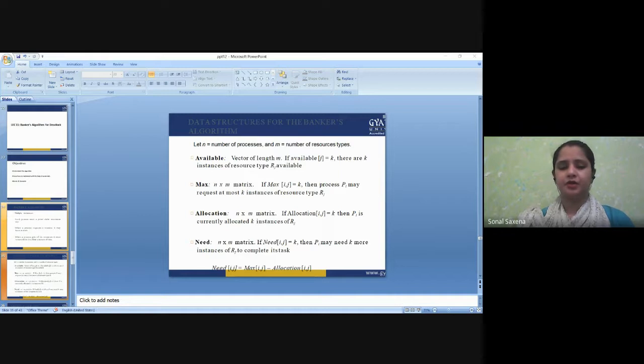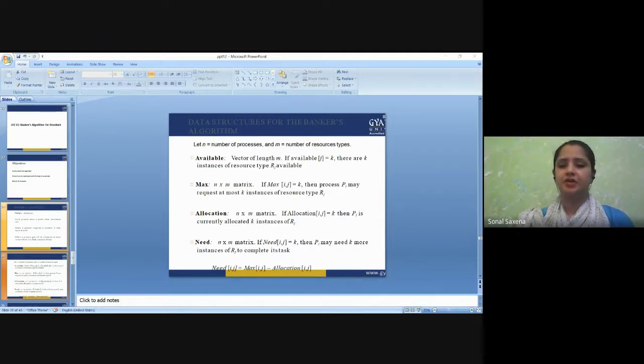Then we have allocation, an n cross m matrix which defines the number of resources of each type currently allocated to each process. Now, if allocation ij is equal to k, then the process pi is currently allocated k instances of resource type rj. And lastly, the data structure that we need is the need matrix, which indicates the remaining resource need of each process.